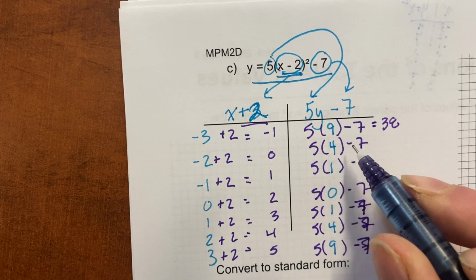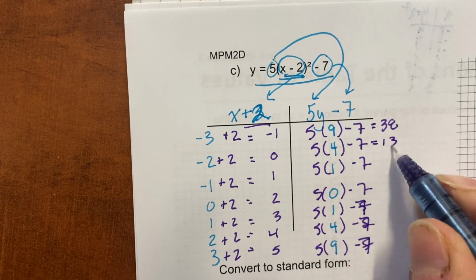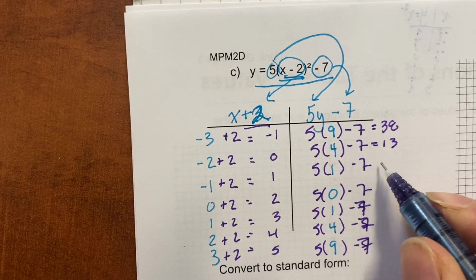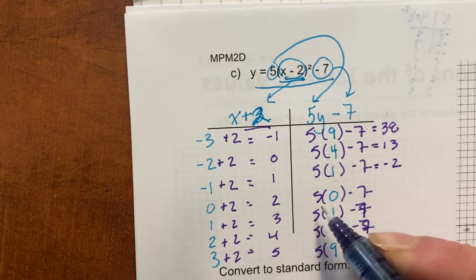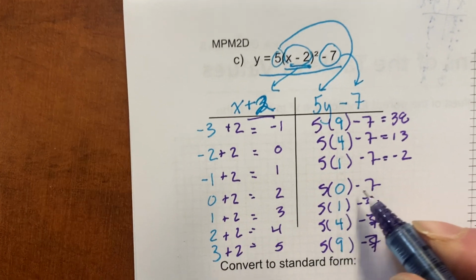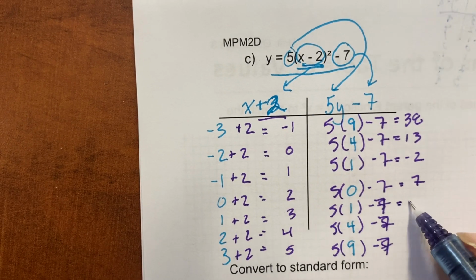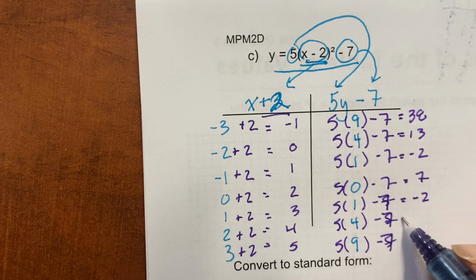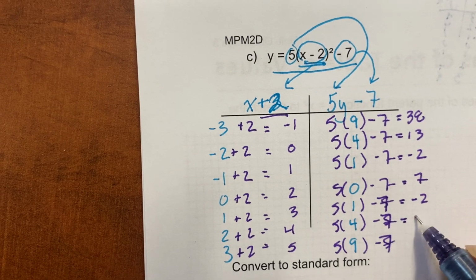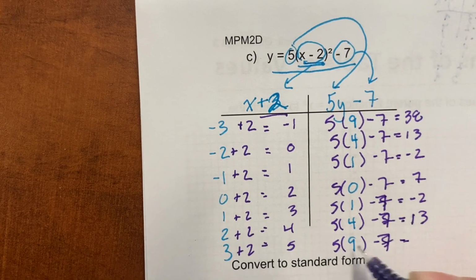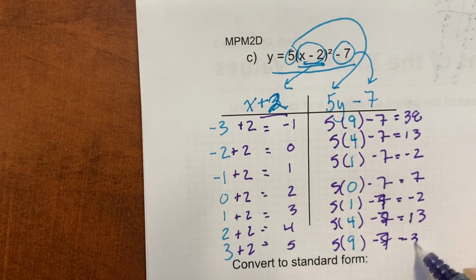5 times 4 is 20. Minus 7 would be 13. 5 times 1 is 5. Minus 7 would be negative 2. 5 times 0 is 0. Minus 7 is negative 7. 5 times 1 is 5. Minus 7 is negative 2, and you can see I'm now reflecting. 5 times 4 is 20. Minus 7 is 13. 5 times 9 is 45, minus 7 is 38.